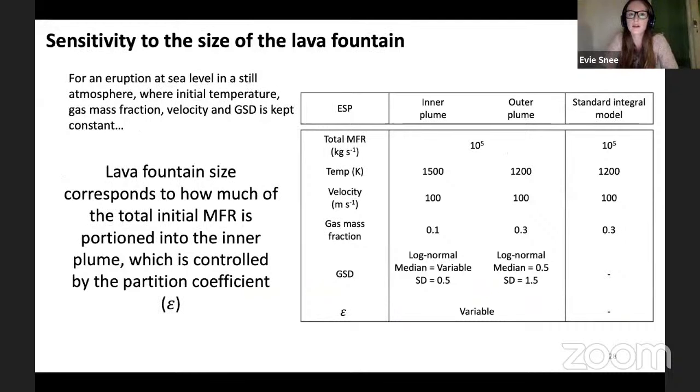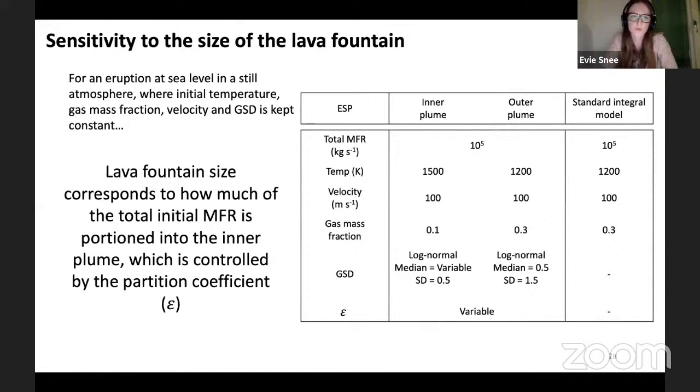So another parameter I want to bring your attention to is the size of the lava fountain. Does changing the size of the lava fountain have different effects on the plume? So to do this, we're going to take a similar approach as before. We're going to look at this hypothetical eruption at sea level in a still atmosphere, where the initial temperature, gas mass fraction, velocity, and this time, grain size distribution is kept the same. So we're just varying this epsilon, which is this partition coefficient. So this is how much of the initial mass flow rate in the double plume are we putting into the inner plume.